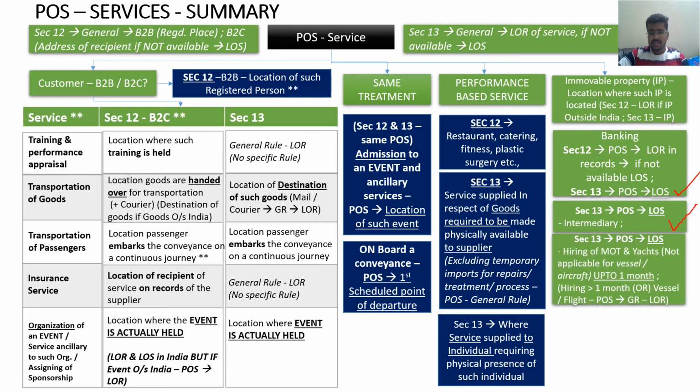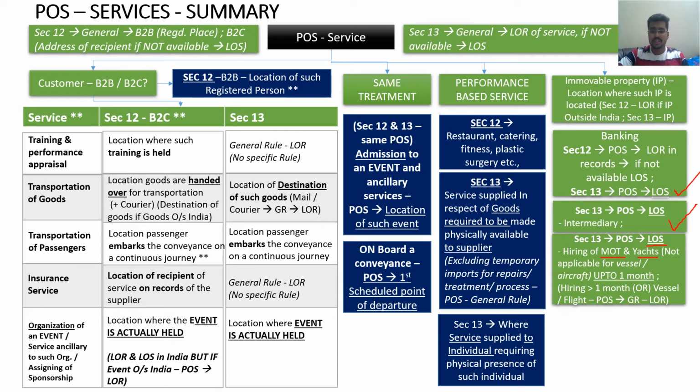Now, this is an interesting provision. Usually there will be a little bit of tricky questions in this, but it's very simple, guys. You just need to, first time when you listen, just understand this provision. It's very simple. You will not get tricked, right? So what section 13 says, in respect of services of hiring of means of transport, MOT is short form for means of transport. If the service is in respect of hiring of means of transport and yachts, then place of supply will be the location of supplier.